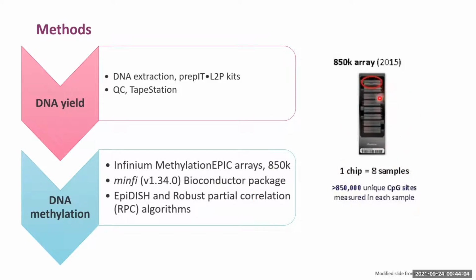On one chip you can put 8 samples. These sites are for humans only and have been carefully selected to be in and around genes and regulatory regions. There are 2 probes for each CpG, one for the methylated version and the other for the non-methylated version. Data was then normalized within array and between arrays. The EpiDISH and RPC algorithms were applied to estimate the proportion of epithelial cells, fibroblasts, and immune cells from the methylation EPIC array data.